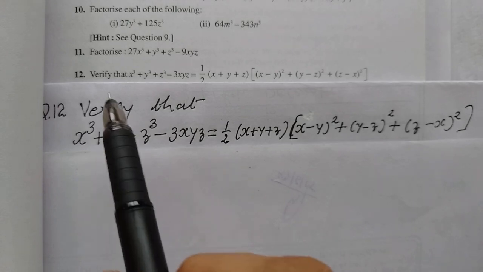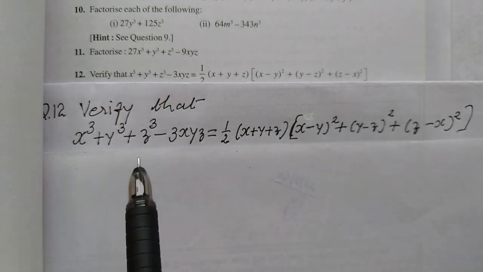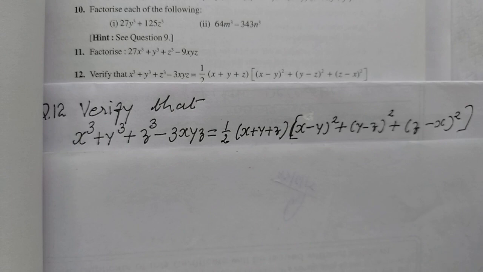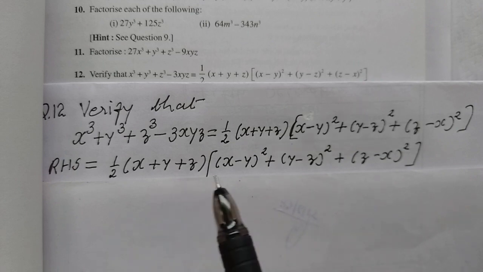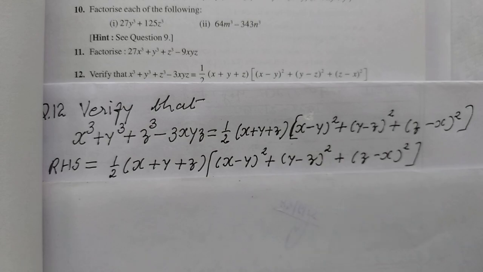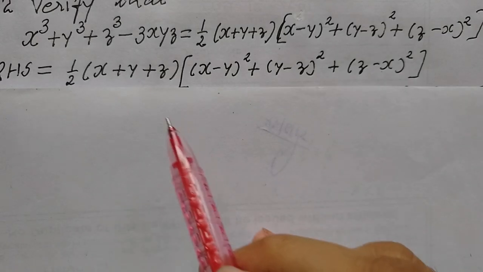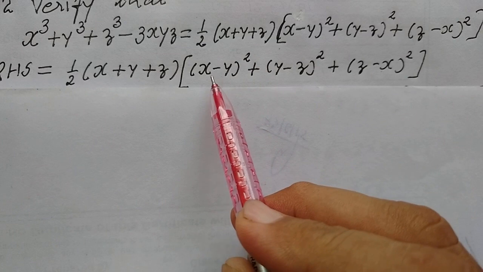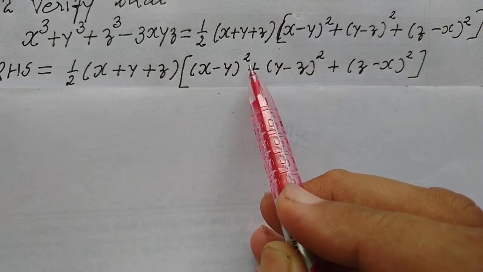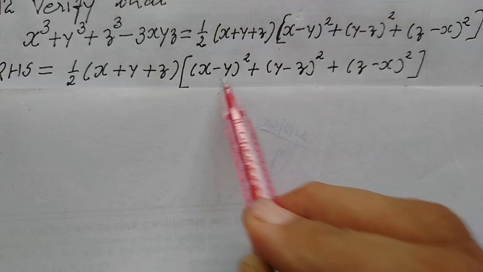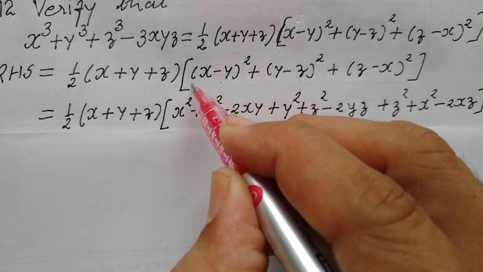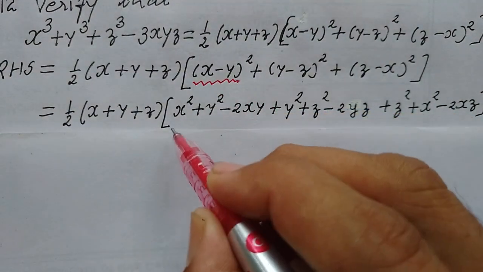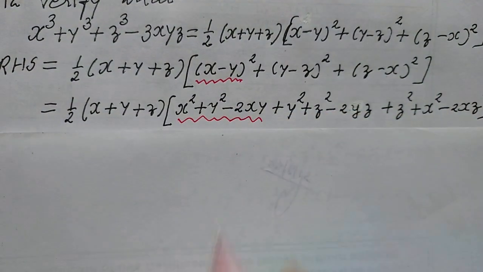So children, this is our question. Here I have written the question. Now the next step, we will write the RHS. Okay children. Now children, here you know that x minus y whole square is what? x square minus 2xy plus y square, children. This way we have to expand this and this. Now see the next step. Okay, x minus y whole square is equal to this, children.